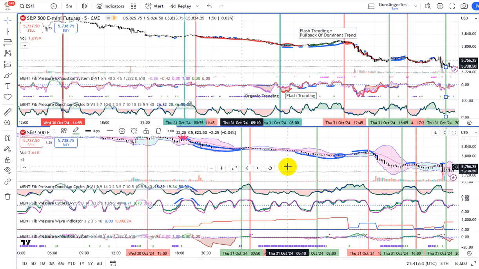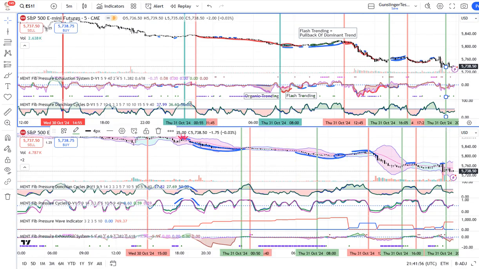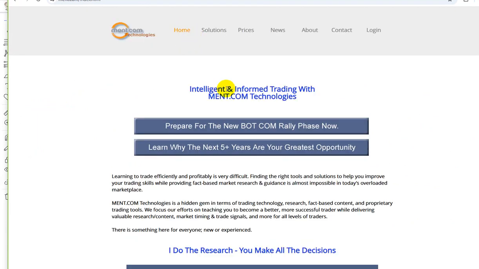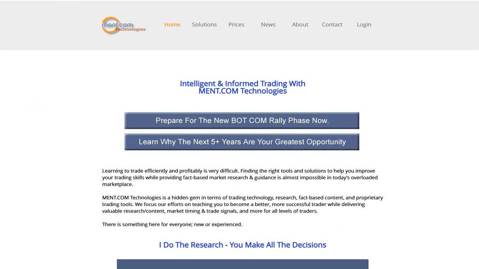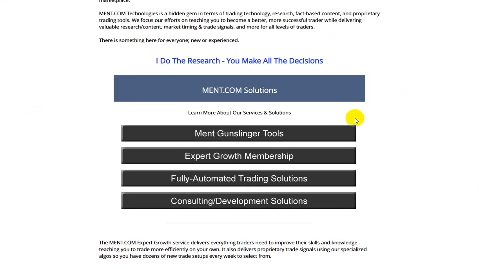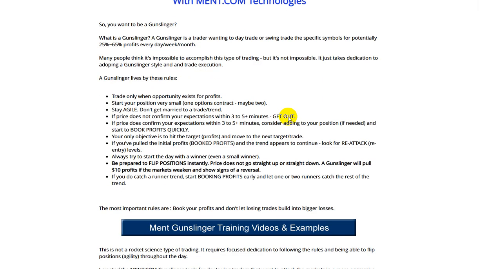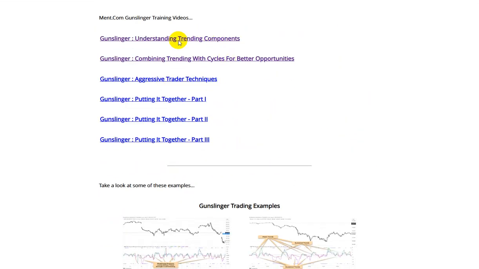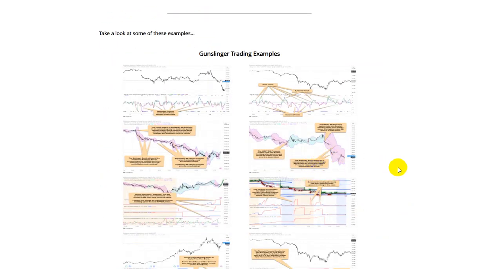So again, the concept here is these tools are waiting for you. When you go to Mint.com, you come over here. I was just looking at this page. This is the Gunslinger page. When you go to Mint.com, drag this over here, and you scroll down right here, the first menu item, Gunslinger Tools. The Gunslinger Tools are either available individually or you can get them with your Expert Growth subscription. So remember, you can click on the examples page, scroll down, start watching videos and looking at examples. These are really dynamic tools, guys. These can be used in any market, any time frame, any interval, and it's just a matter of you learning how to use them efficiently to make better trading decisions.